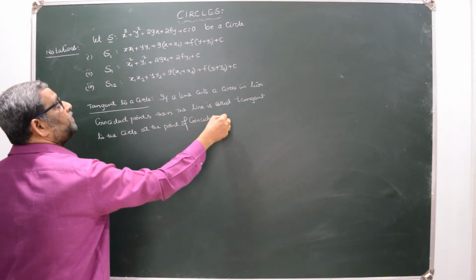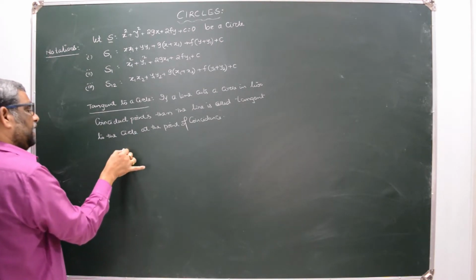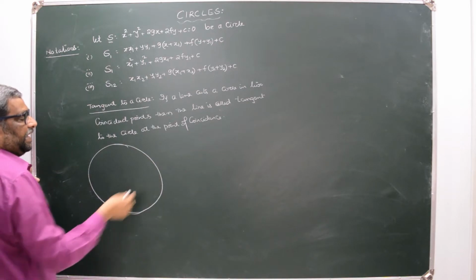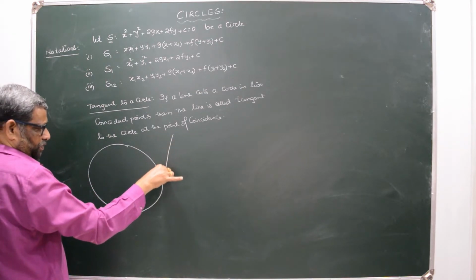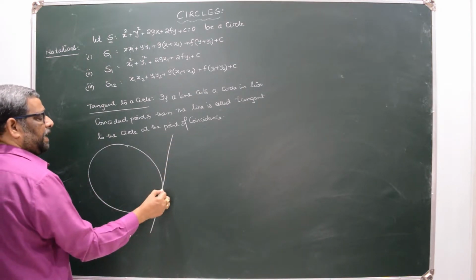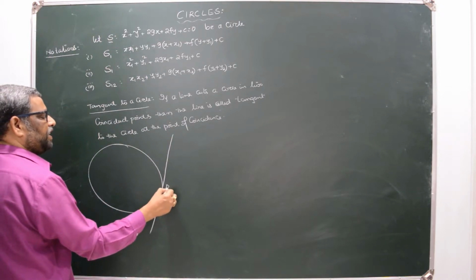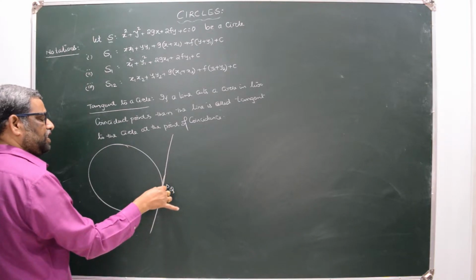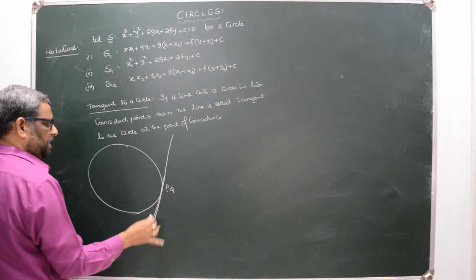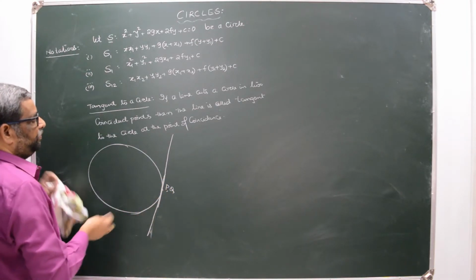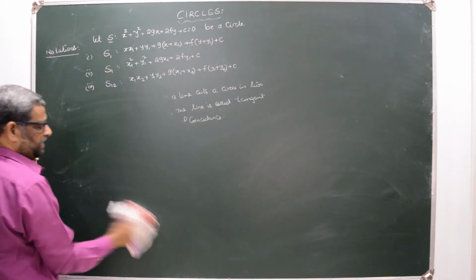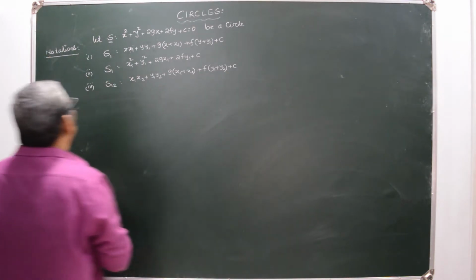You can also define the tangent like this. The tangent is nothing but the line which cuts the circle in two coincident points. That is, as in the previous case, P and Q are coincident, both will approach each other at this point, and this is called a tangent at P. So this is one. Now I will discuss the different positions of a line with respect to a circle.